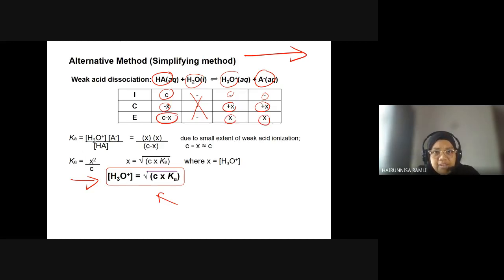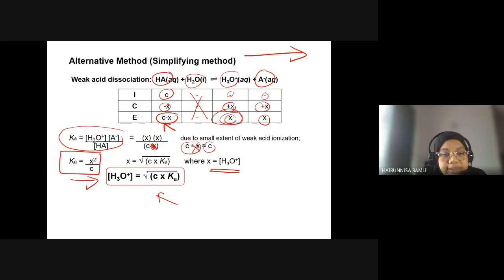We are using alternative method ni. Basically sama juga macam yang tadi, we are using the simplifying method. Ni automatically, kita abaikan C tolak X ni, assume as C is equal to C, where X is actually the value of concentration H3O+ ni lah kan. Okay, so bila kita simplify, kita tahu dia product over reactant. So X square over C minus X. Bila kita abaikan this one, you akan dapat Ka equals to X square over C.